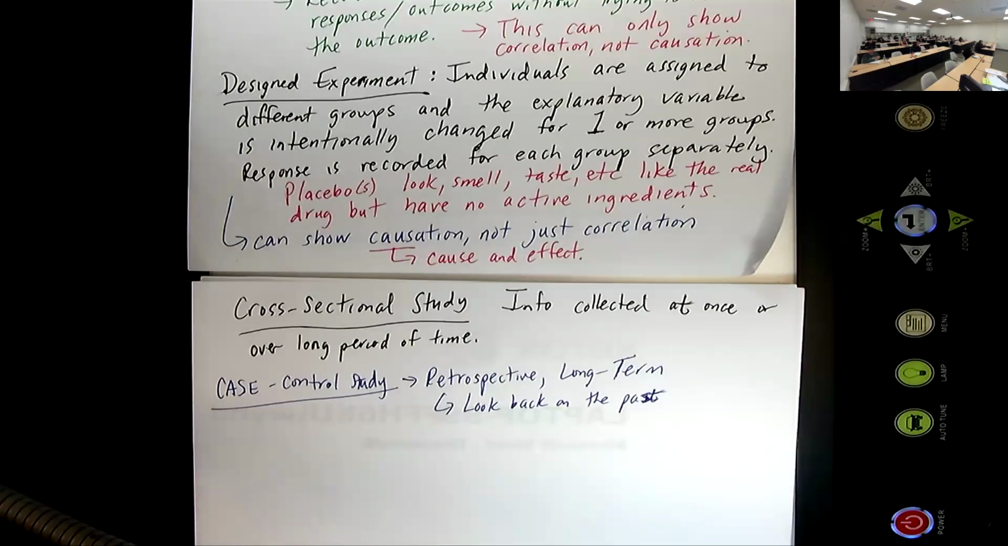An example for a case control study would be, if you smoke cigarettes for X amount of years, then you have a higher chance of getting, yeah, does smoking for a long time increase the possibility of lung cancer or throat cancer? Or not?